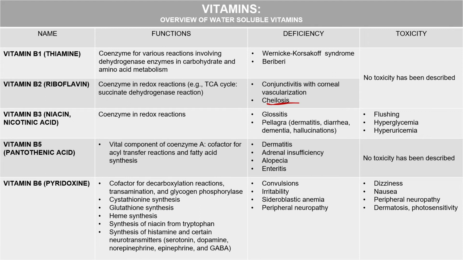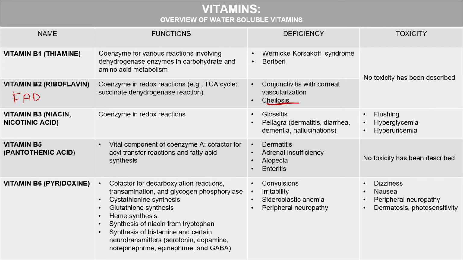Vitamin B2, riboflavin, we've already actually mentioned its active form, which is FAD. It can also be in the form of FMN, flavin mononucleotide, but it is less common. So thinking about what FAD does, you can think about what we need B2 for.